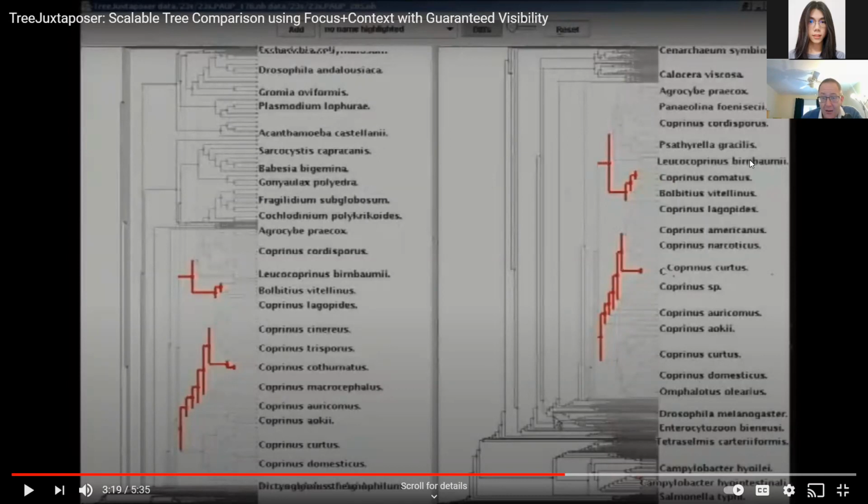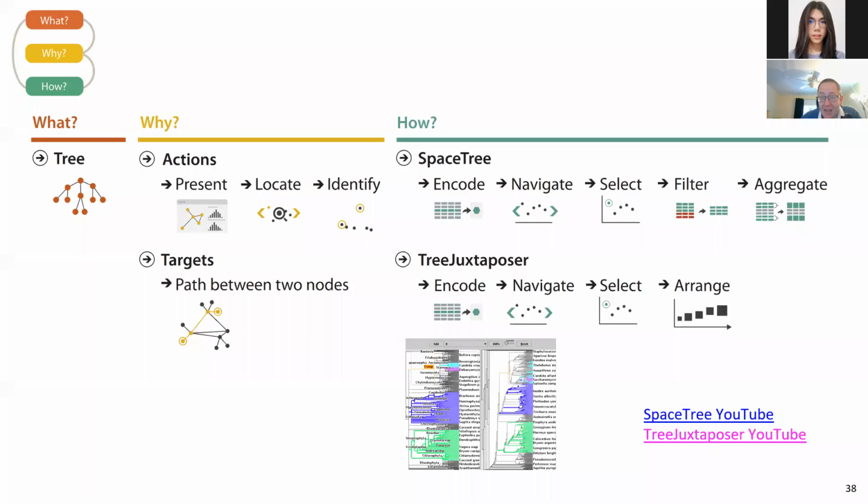So I like pointing out the TreeJuxtaposer just because it covers all of the things we needed. We have this data set. They had the data set beforehand. They need to know what the data set was. It's this tree that they have. And then they need to figure out what they're trying to do, like finding the path between two nodes, for example. That tells you the genetic relationship between two things. And then afterwards, once I have that, I make my visualization knowing what they need to do. And only then can I do it right.